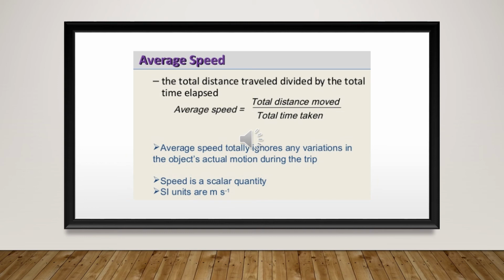Let's move to the average speed. The total distance traveled divided by the total time elapsed means the distance traveled upon the time taken. When we take the ratio of it, we'll get the speed. So average speed totally ignores any variation in the object's actual motion during the trip. And you should understand that speed is a scalar quantity, means we can completely specify the speed by magnitude only, and its unit is meter per second.